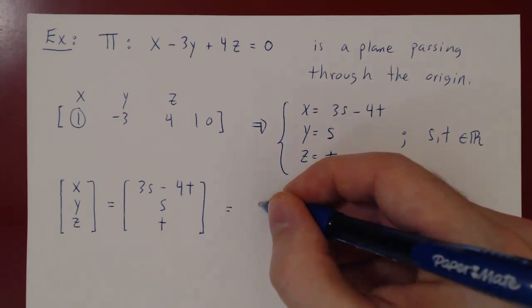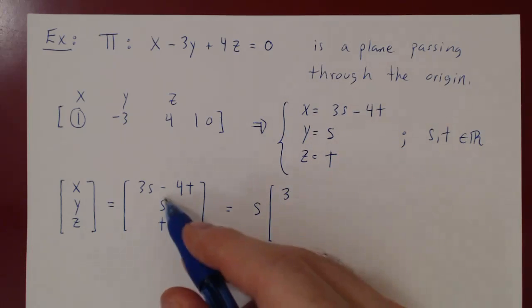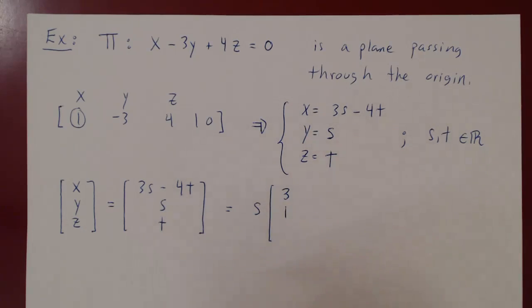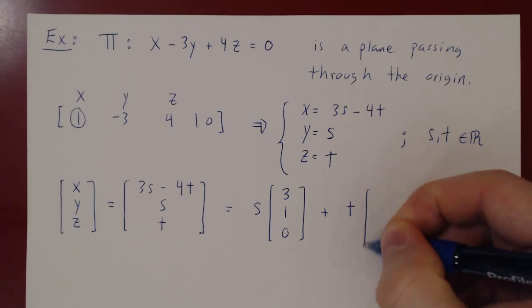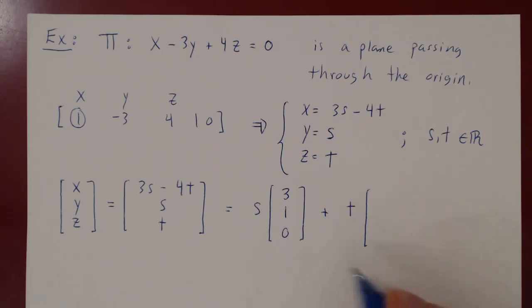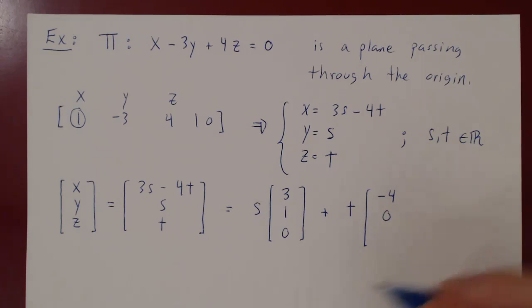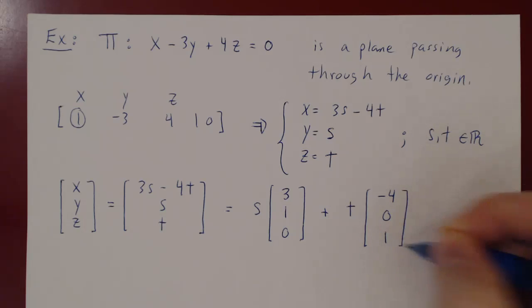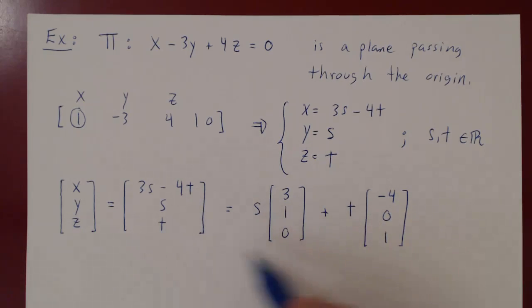Let's split them up. Let's do s times, well, what are the numbers multiplied by s? It's s times 3, s times 1, there's no s here, so this will be s times 0, plus t times, well, negative 4 times t, so negative 4. There is no t here, so t times 0. 1t, 1. And if you double check, you can add these two together. You'll get 3s minus 4t, check. s plus 0, check. 0 plus t, check.